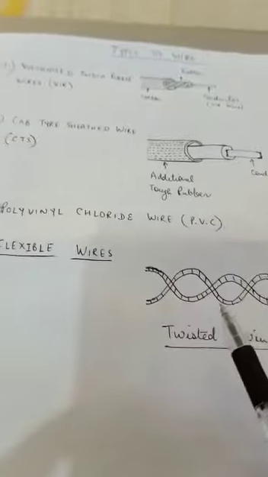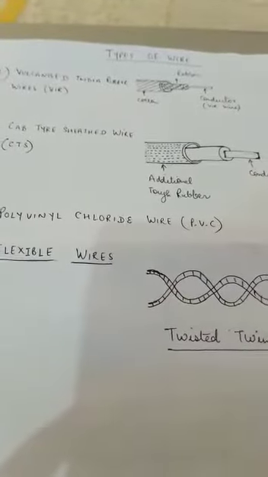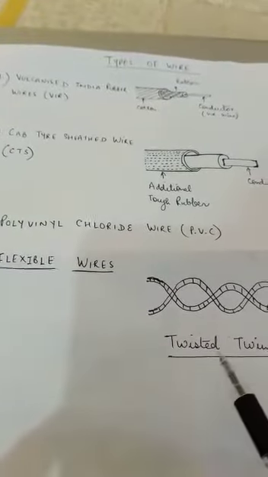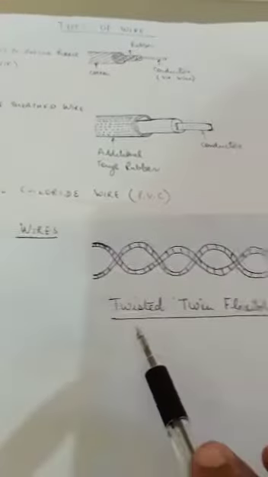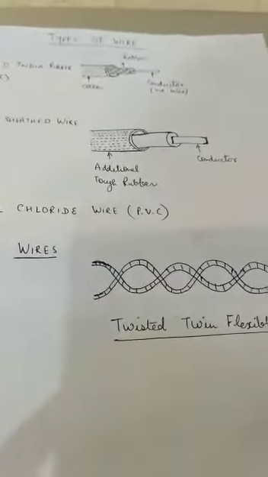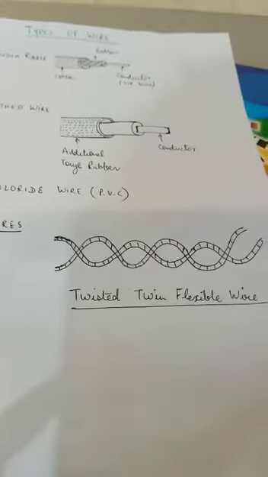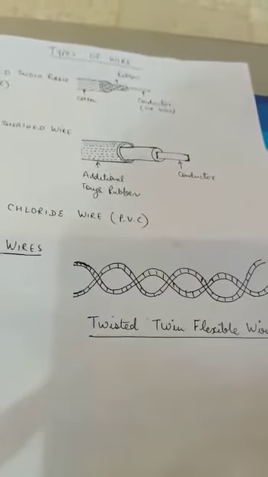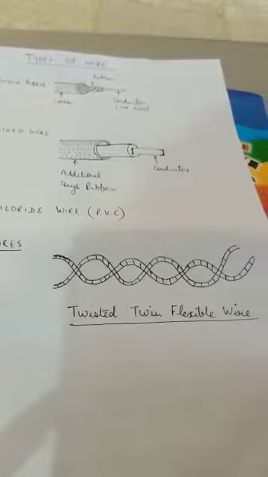Next is flexible wires. These have two-stranded conductors which are twisted. That's why it is also known as twisted twin flexible wires. These are mainly used for domestic wiring and due to their nature, their handling is very easy.